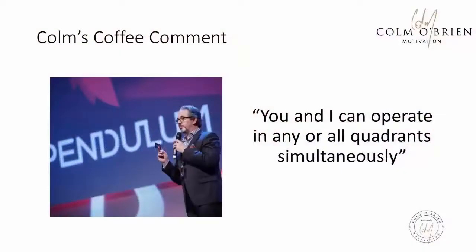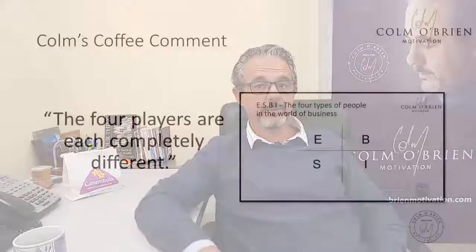Now, there are 4 different types of individual. They're not mutually exclusive in that you and I can operate in one or more of the quadrants at any given time. So, for example, I could be an employee of the Carambola Limited. At the same time, I could be dabbling in stocks and shares as an investor. I could also have a rental property or 2. And at the same time be self-employed as a DJ, for example, at weekends. I'm not, but I could be.